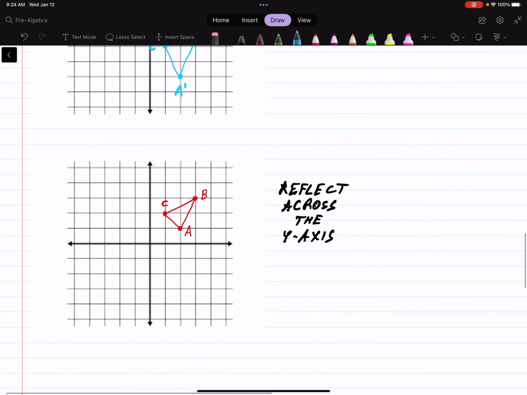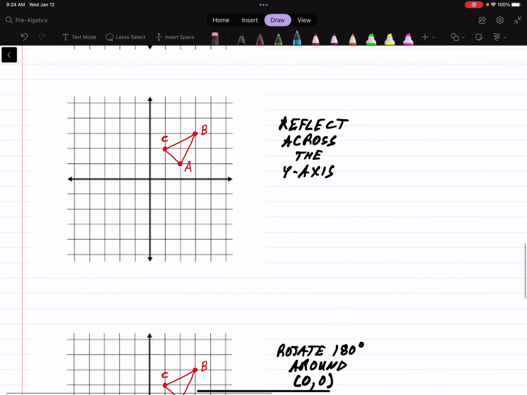All right, let's take the second example here that says reflect the same triangle. So we're starting in the same spot across the y-axis. Well, this is the y-axis. Okay, so we're looking to reflect across that. So let's grab our color. We know that for point C here, we come 1 to get to the line that we're reflecting across. So we need to go 1 more, and that will be C prime.